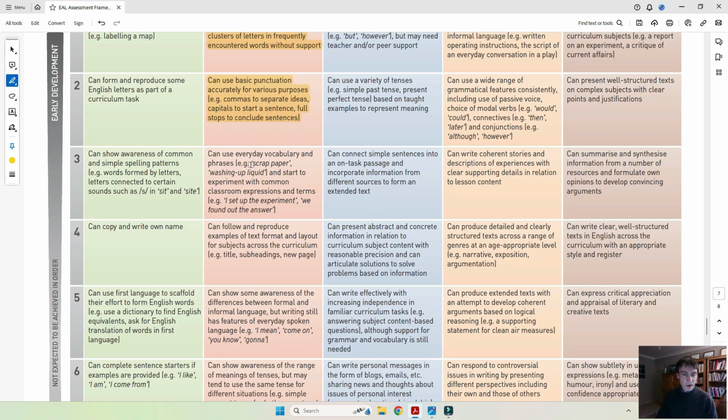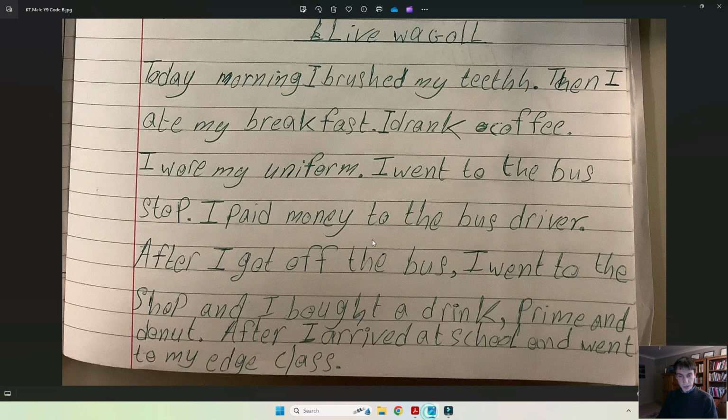Okay, we're going to now move to descriptor 3. Can use everyday vocabulary and phrases and start to experiment with common classroom expressions and terms like I set up the experiment, we found the answer. These are the sentences of which I was talking about before: subject, verb and object. So we can see that sentences such as I set up the experiment, if we look at the actual sample, are reflected. It's the same structure. I wore my uniform, I paid money, I got off the bus, I went to the shop, and so on. So actually we have a lot of evidence that this kind of structure is there.